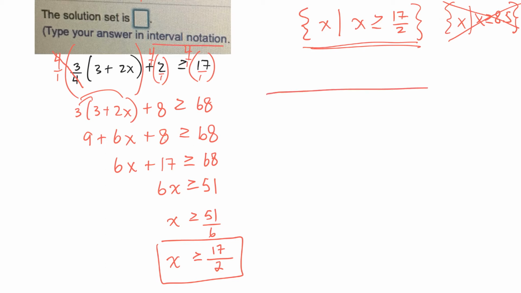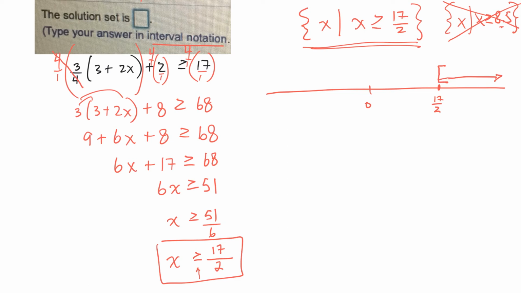So for interval notation, I like drawing a number line. I put a 0 in, and then 17 over 2 is about 8.5, so over here somewhere is my 17 over 2. And they say the answer is anything bigger than that. Since there's an equal sign at 17 over 2, I'll put a square bracket, and it's anything beyond that.